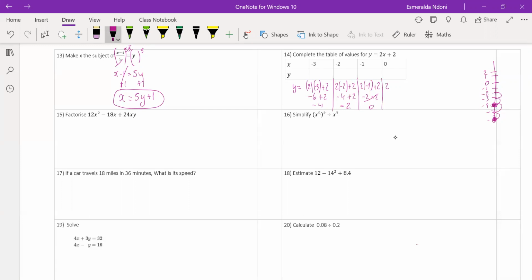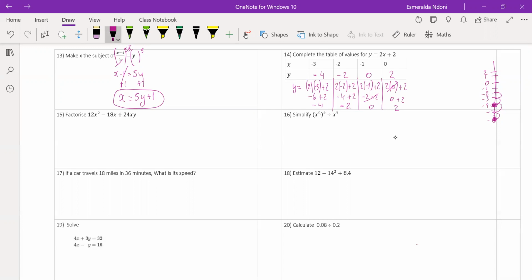For the last one, we have 2 lots of 0 plus 2. That's nothing. Plus 2, and 2. So we have found our values. All we need to do is put them on the table. And that's question done.